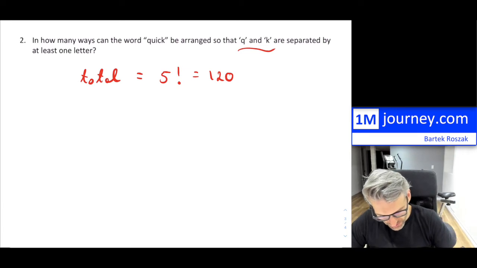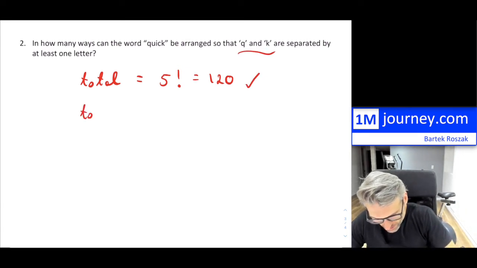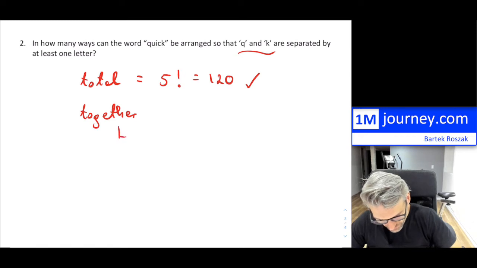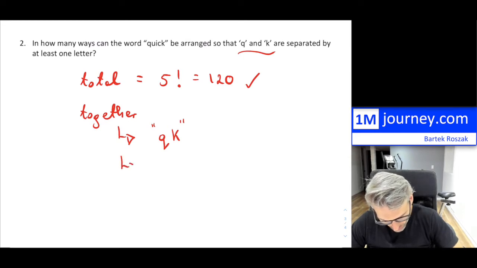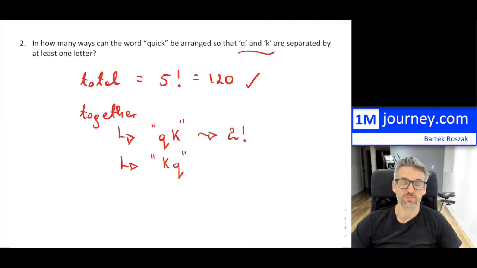So let's do that. So here's my total number. And now I want to know, okay, when are they together? Well, that means you either have Q, K, so that can happen, right? Or you can certainly have K and Q. So here they're also together, so they're not separated by anything. Now, because we have two different letters, so really this is just 2 factorial, right? So 2 times 1.